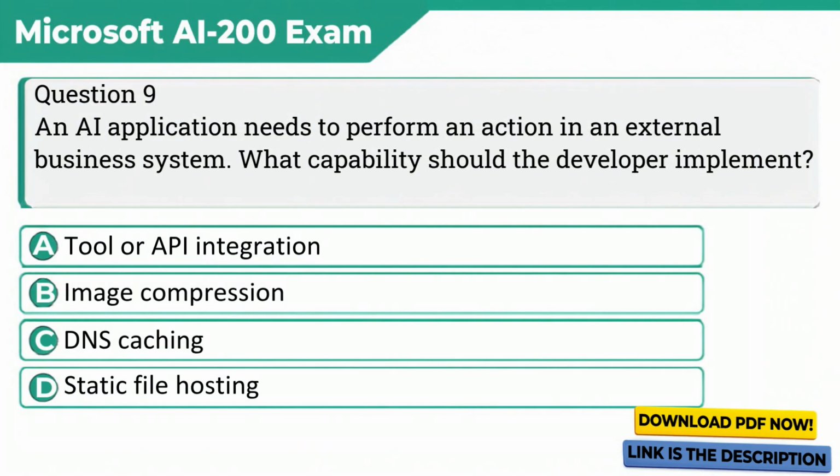Question 9. An AI application needs to perform an action in an external business system. What capability should the developer implement? A. Tool or API integration. B. Image compression. C. DNS caching. D. Static file hosting.